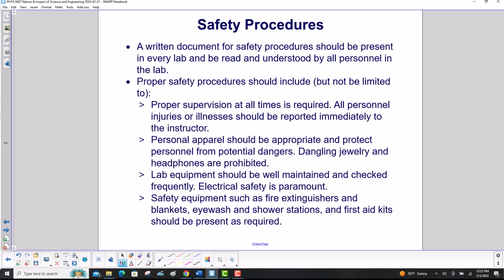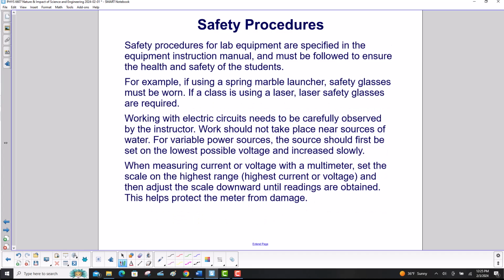Electrical safety is paramount. Safety equipment such as fire extinguishers and blankets, eye wash and shower stations, and first aid kits should be present as required. Safety procedures for lab equipment are specified in the Equipment Instruction Manual and must be followed to ensure the health and safety of the students. For example, if using a spring marble launcher, safety glasses must be worn. If a class is using a laser, safety glasses are required.